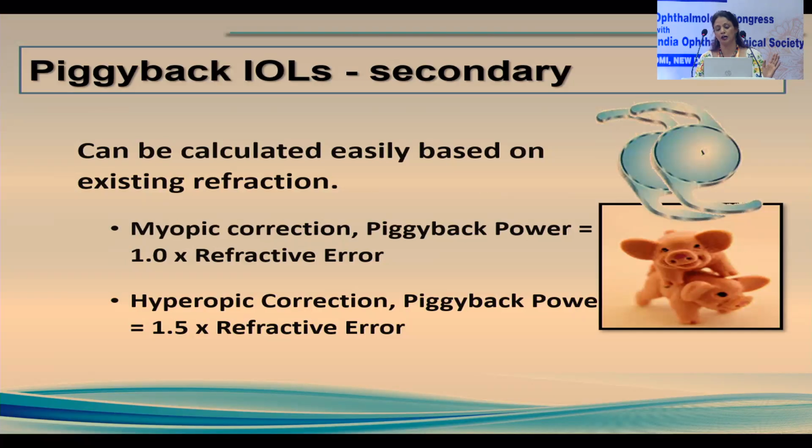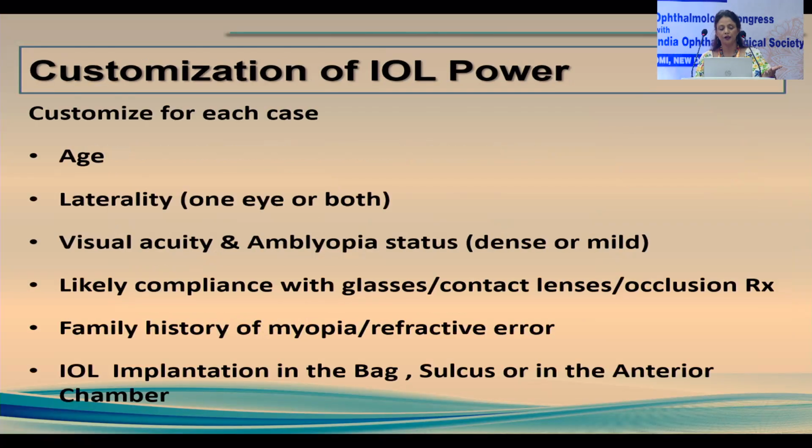The secondary IOL for piggyback IOLs, which is done for refractive surprises arising in children, we can have these secondary piggyback IOL calculations. So in the end, I would just say, try to customize for each case, depending on the age, the laterality of the cataract, the visual acuity of the child, and the amblyopia status, the likely compliance of the child and the family, obviously the caretakers of the child, as regards glasses, contact lenses, and the amblyopia therapies, family history, the genetics have to be taken into consideration, and also whether you are placing the IOL in the bag, in the sulcus, or in the anterior chamber.